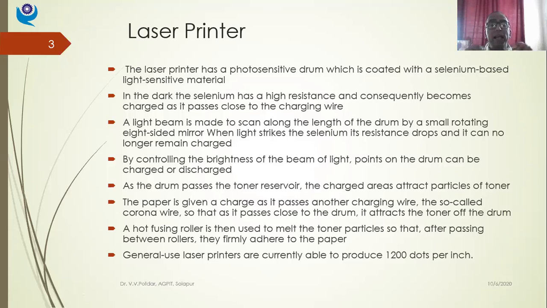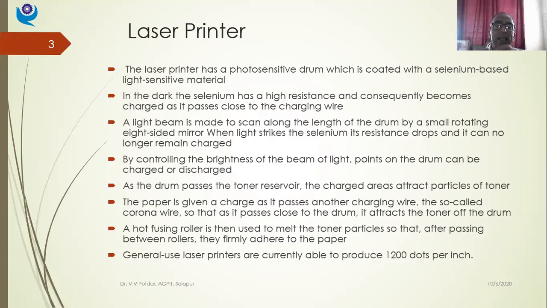Okay. By controlling the brightness of the beam of light, points on the drum can be charged or discharged. So listen to this statement very carefully. By controlling the brightness of this laser beam of light, points on the surface of the drum can be charged or discharged. So it all depends on whether you have a sketch, drawing, or a statement, or dot, line, curve, whatever it is. That area can be charged or discharged.